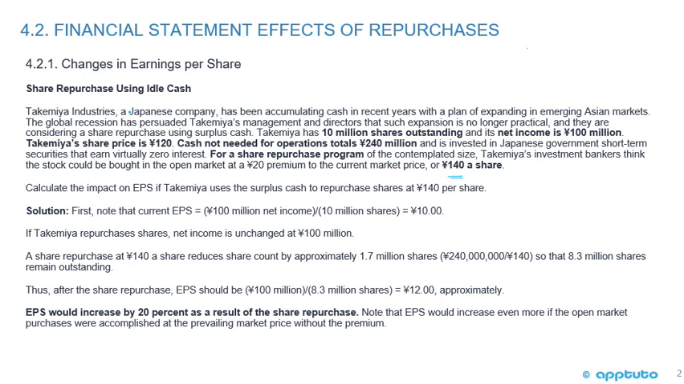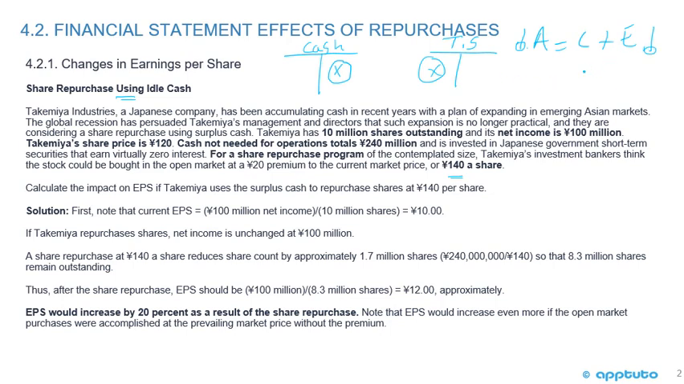So the first thing that we're going to look at is share repurchases using idle cash. Just remember what's going on here, a quick little accounting lesson. We're going to buy back some of our own common shares. The debits and credits: we're going to credit cash and debit the treasury shares. We know assets equals liabilities plus equity. We're crediting cash, so cash is going down and equity is going down.